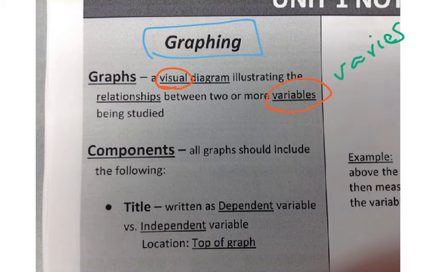There are a few components that all graphs need. The first is the title. The title is always written with the dependent variable first versus the independent. Yes, I know in English class you always want to be creative. In science class we just wanted you to tell us the important information. What did you study? What versus what? And you always put it at the top of the graph. Okay?